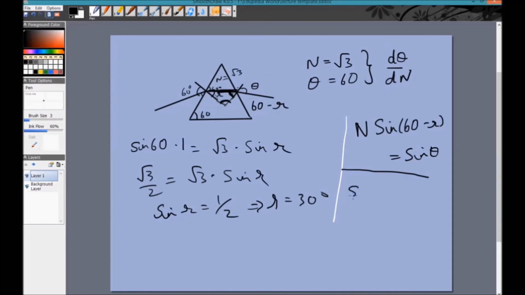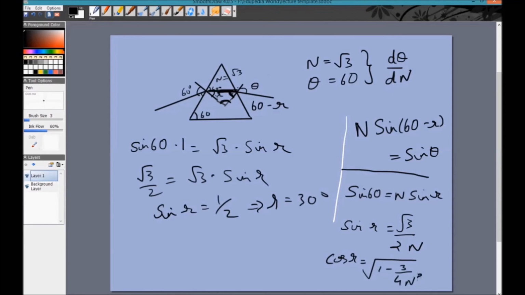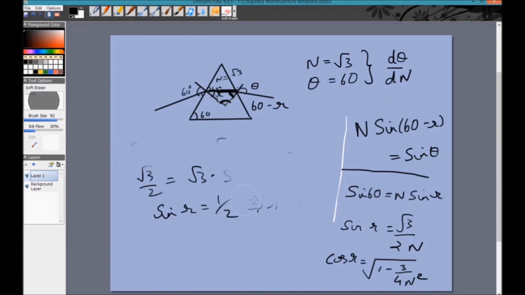So in that case the equation will be sine 60 is equal to n sine R, and from that we get sine R is equal to root 3 by 2n. So sine R is equal to root 3 by 2n, that means cos R is equal to root of 1 minus 3 by 4n square. Right. So now I'm going to rub this thing to the left because it's not really significant. We will just write the equation of sine A minus B and substitute the two values, and we will get a relation between theta and n. That is our initial goal, remember.